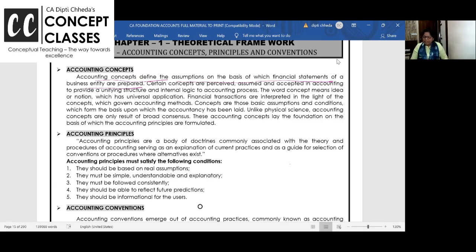So what do you mean by the concepts? It defines assumptions on the basis of which financial statements of a business entity are prepared.